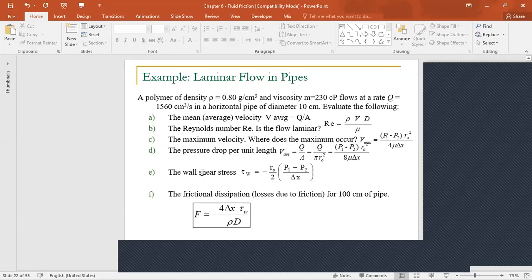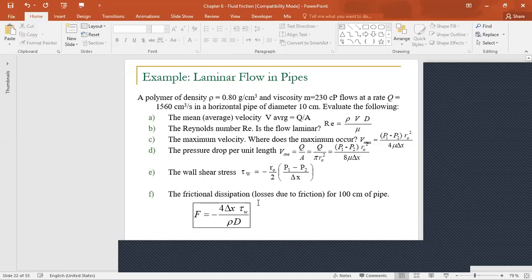Pressure drop per unit length, P1 minus P2 over delta X, is equal to (P1 minus P2) V R mod square over 8 mu delta X, where V is the average velocity, or Q over A. Then you can get the pressure drop from this equation. He's asking also for the wall shear stress. We use this formula directly from the slide.